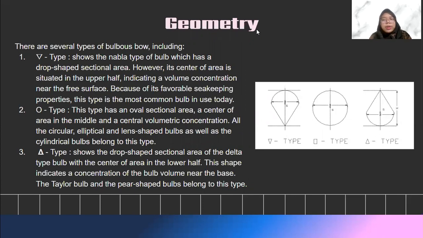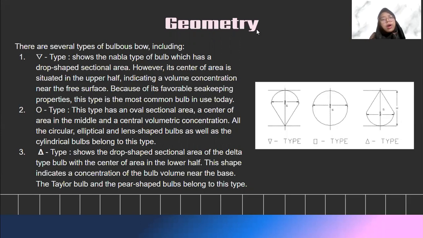And this is the geometry of the bulbous bow. So there are several types of bulbous bow, including the first one, the nabla type. It shows the nabla type of bulb which has a drop-shaped sectional area. However, its center of area is situated in the upper half, indicating a volume concentration near the free surface. Because of its favorable seakeeping properties, this type is the most common bulb in use today.